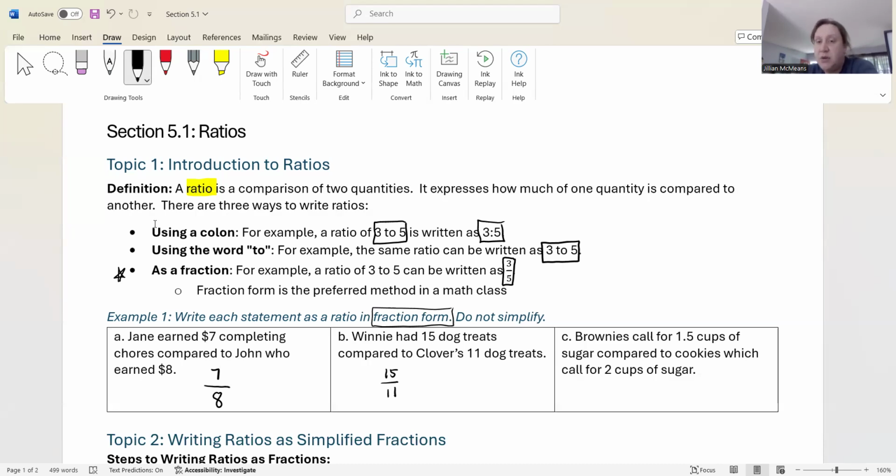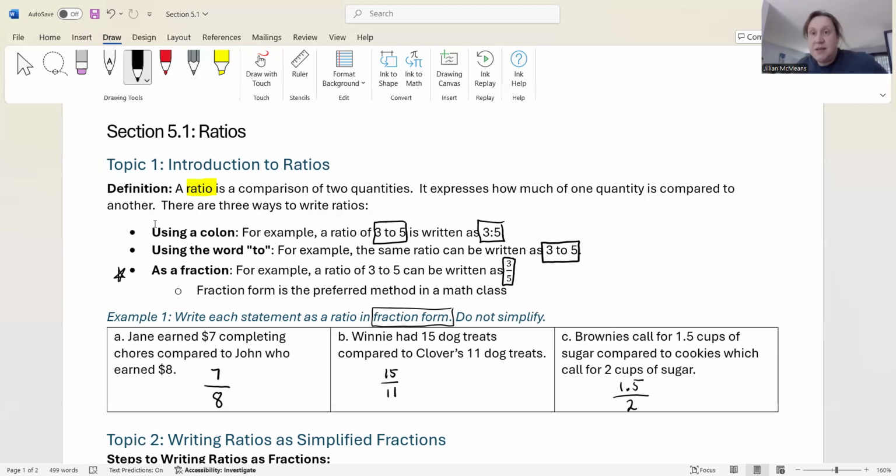And then finally, brownies call for 1.5 cups of sugar compared to cookies, which call for 2 cups of sugar. Now, we will learn in the next video how we can simplify ratios, but for now, we're dealing with 1.5 cups of sugar compared to 2 cups of sugar.